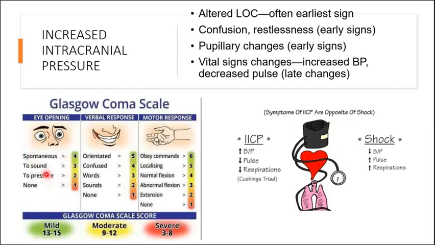Again, you can't have a score of 0 on the Glasgow Coma scale. So you want to remember that there's a score for nothing. So all of the none has a score of 1. So if he opens his eye to pressure, he has a score of 2. If he opens his eye to sound, he has a score of 3. If he opens his eye spontaneously, he has a score of 4.